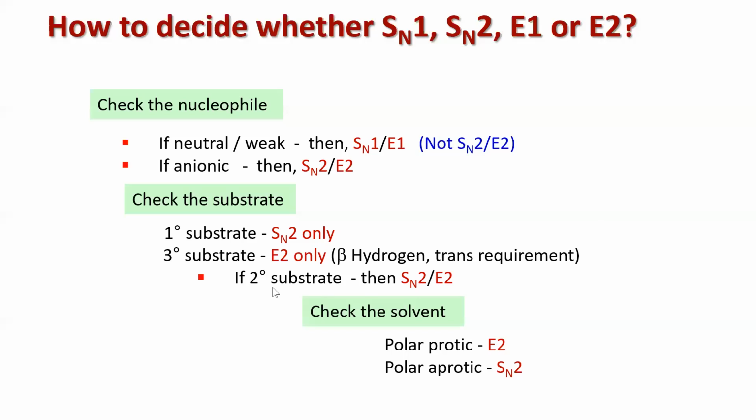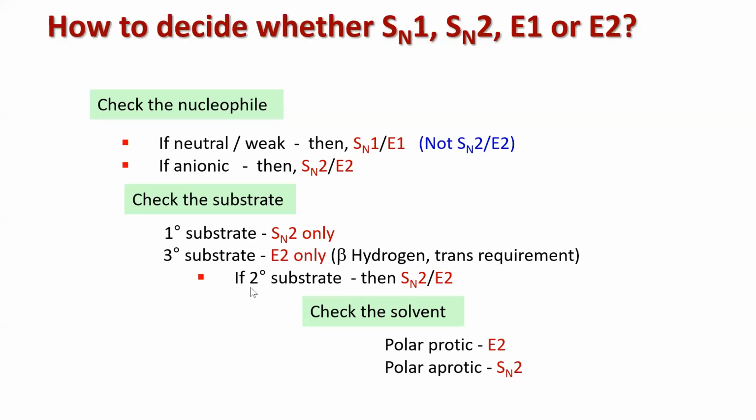So if it is a tertiary substrate, it is difficult to predict whether it is SN2 or E2, right? Then you have to check the solvent. So you are coming down from this place. Consider the nucleophile and then the substrate. And if you have a choice between SN2 and E2, you have to check the solvent. If it is polar and protic, E2, and polar and aprotic, it is going to be SN2.